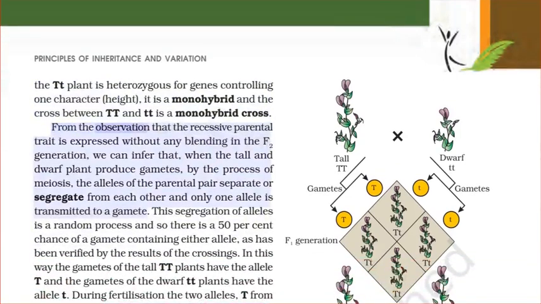From the observation that the recessive parental trait is expressed without any blending in the F2 generation, we can infer that when the tall and dwarf plants produce gametes by the process of meiosis, the alleles of the parental pair separate or segregate from each other, and only one allele is transmitted to a gamete.